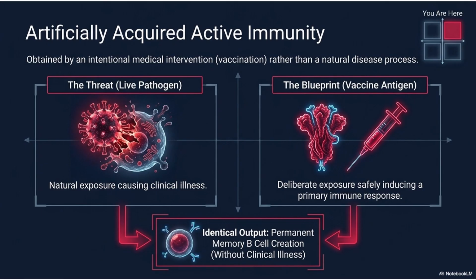Whether your immune system learns from the real infection or from the vaccine, the end result is the same. Permanent memory B cells, the same durable protection, but with a vaccine, you get there without the clinical illness, the complications from the primary disease, or even the risk of death. You get the memory, but you get to skip the disease process.